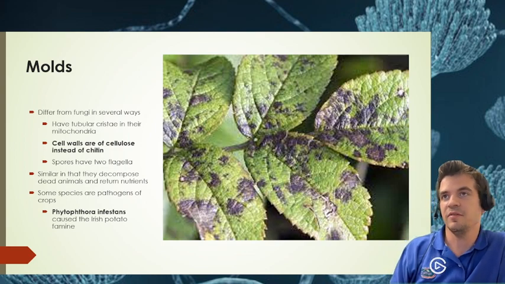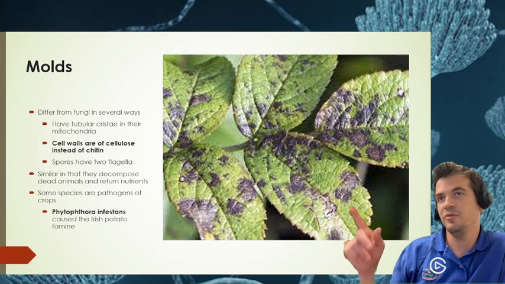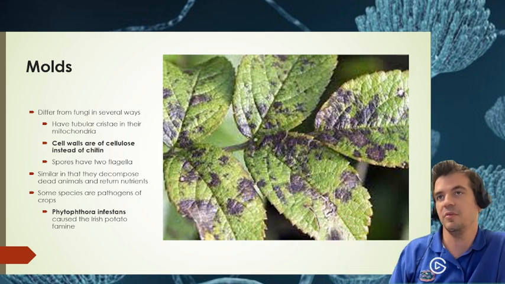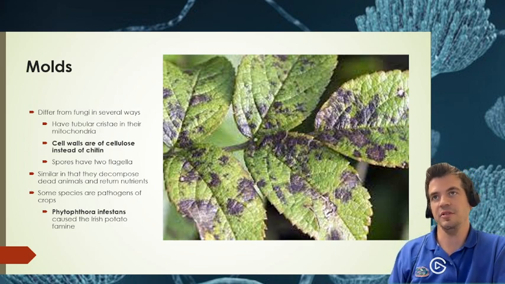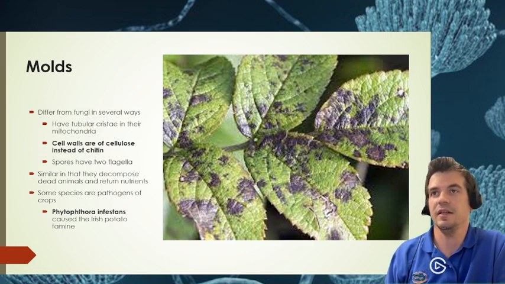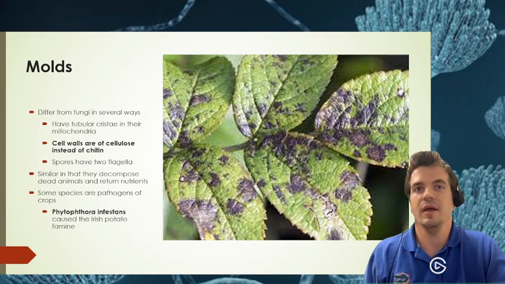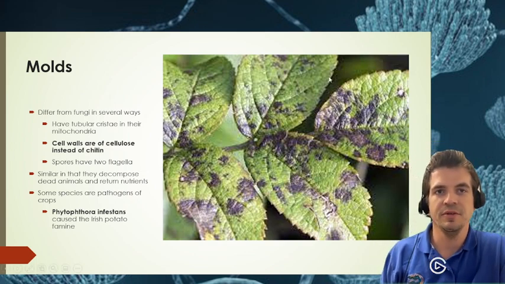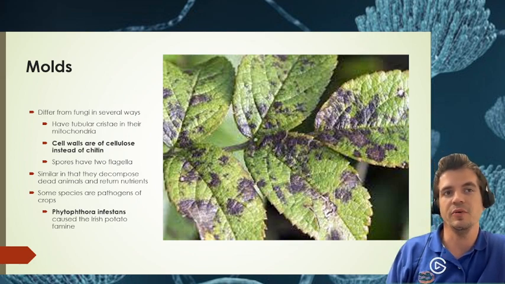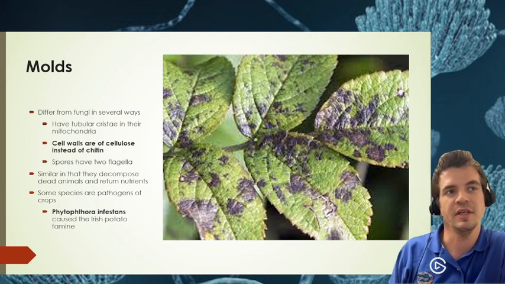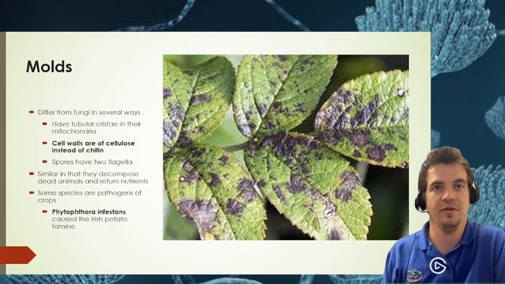Their spores have flagella, and similarly to fungi, they do decompose dead animals and return nutrients, but a lot of times they are pathogens. They can get in your lungs, and they can cause wilt in plants. Okay, and we will finish up our last lecture on eukaryotes next, where we go over the other important eukaryotes, namely helminths and arthropods that carry pathogens.